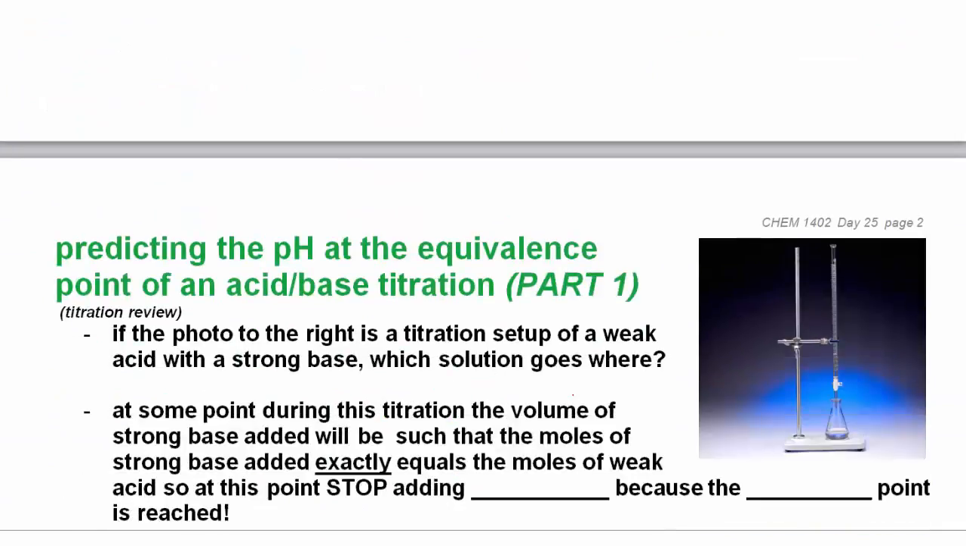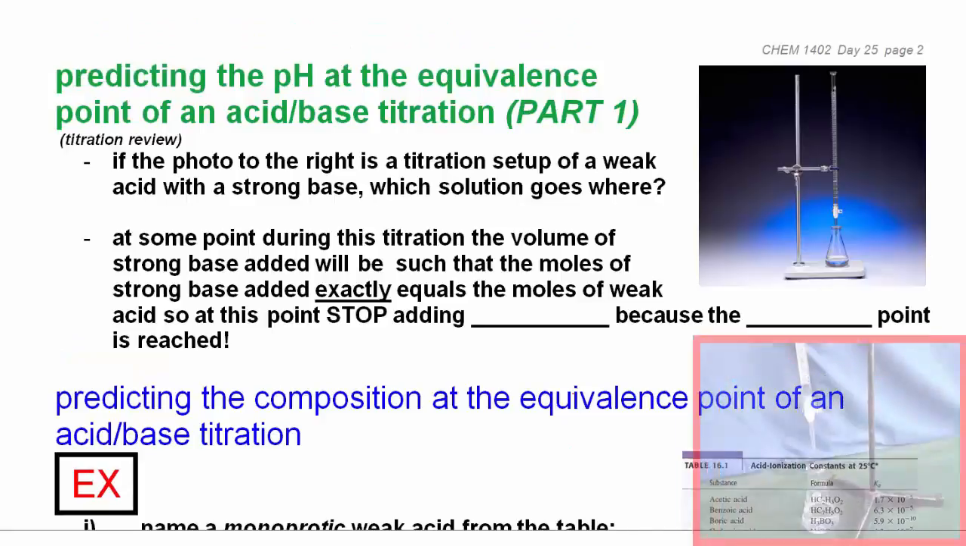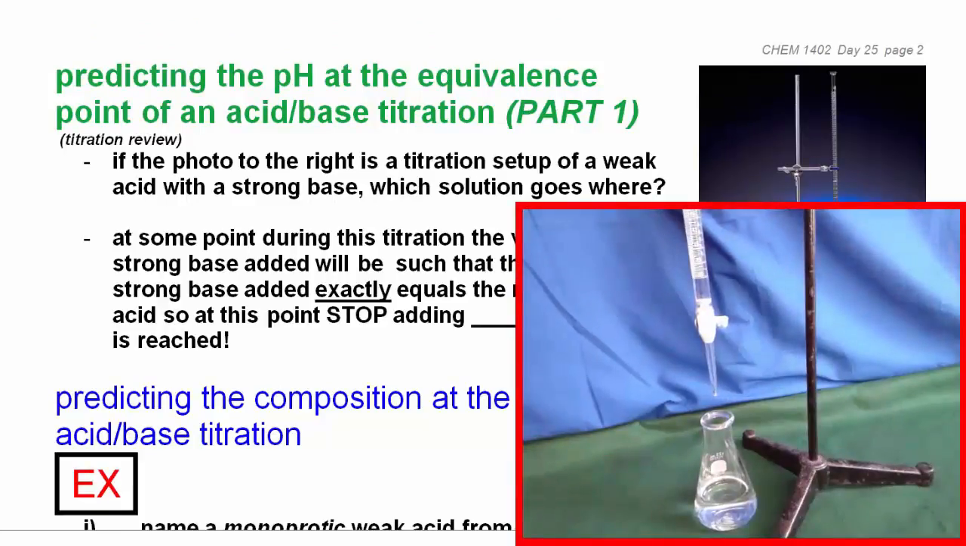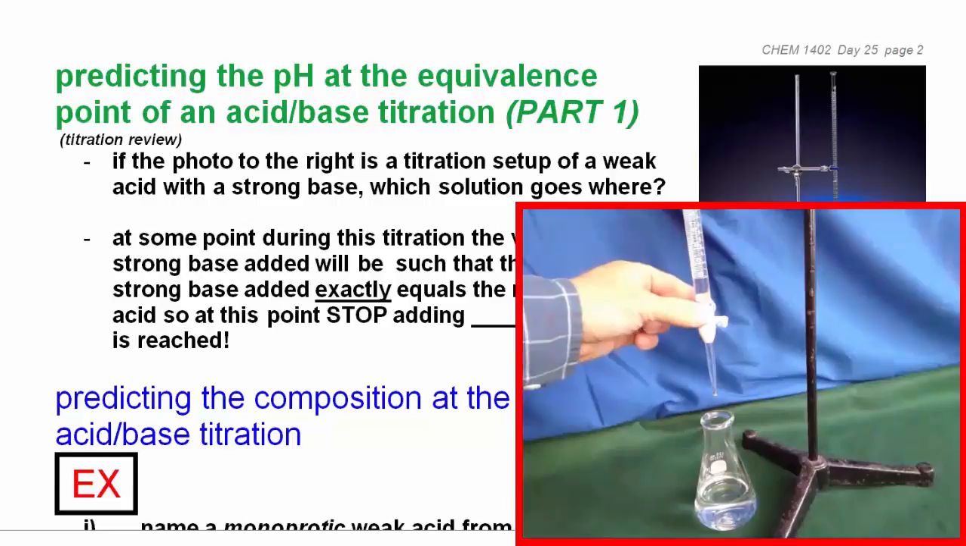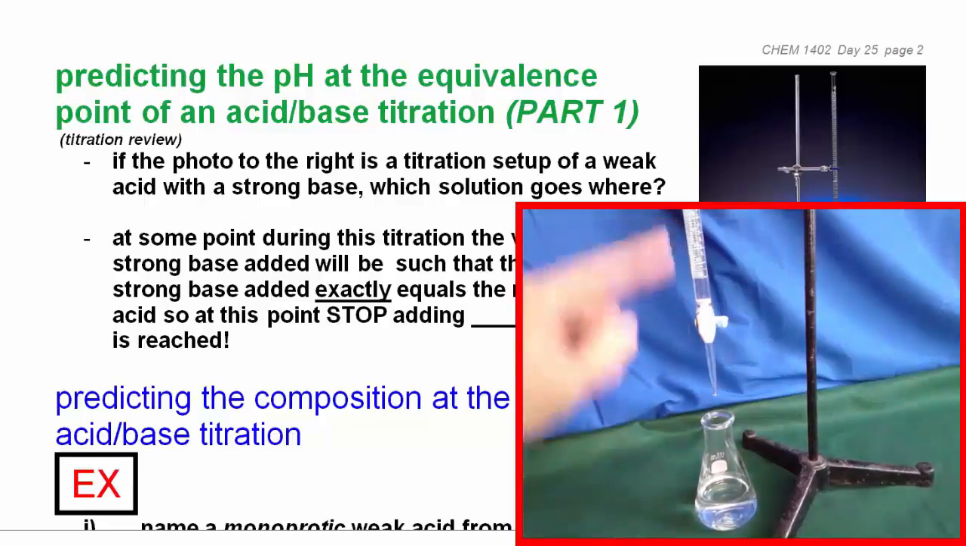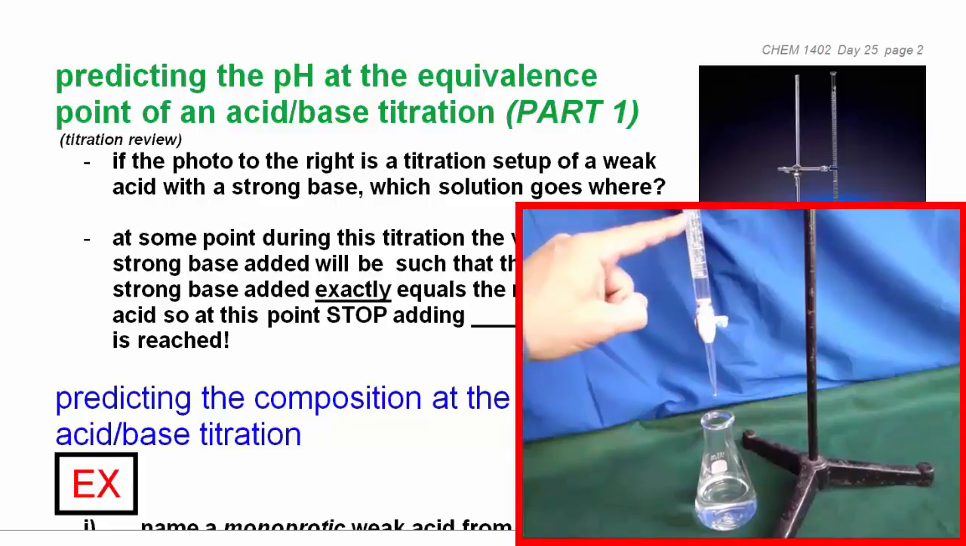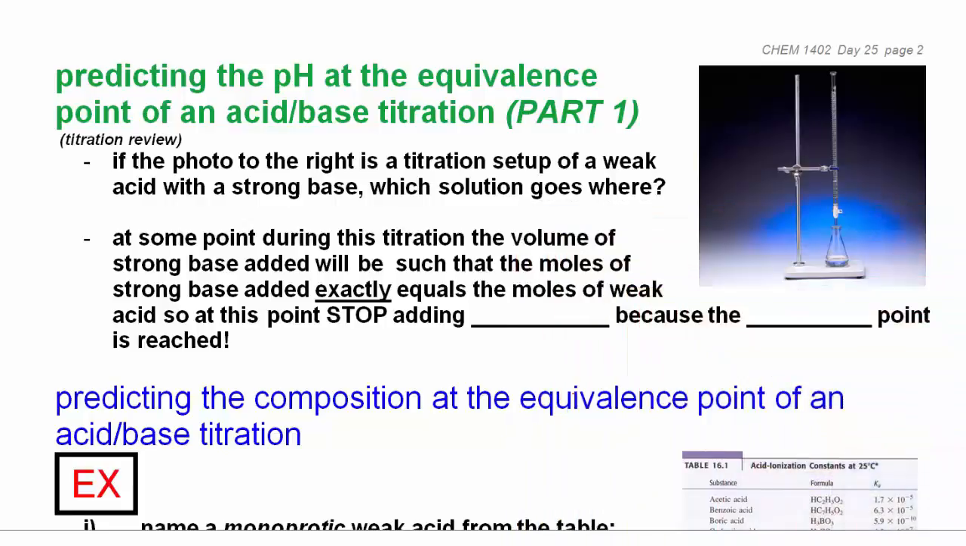So what we're going to work on is predicting the pH at the equivalence point of an acid-base titration. So right when you stop adding the reactant in the burette and the reaction has gone to completion, what's the pH? So we're titrating an acid with a base. The weak acid will be in the container, and the strong base will be in the burette. So our acid will be in here, and there will be our base.